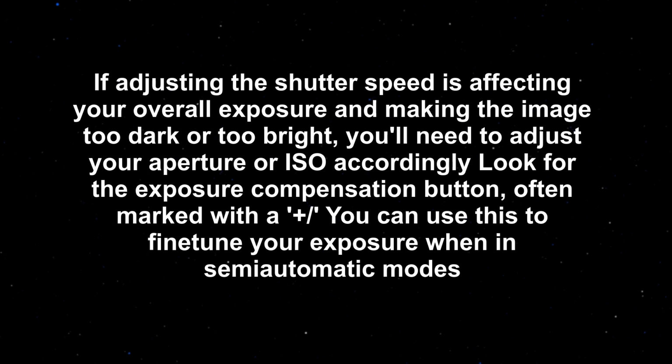If adjusting the shutter speed is affecting your overall exposure and making the image too dark or too bright, you'll need to adjust your aperture or ISO accordingly. Look for the exposure compensation button, often marked with a plus. You can use this to fine-tune your exposure when in semi-automatic modes.